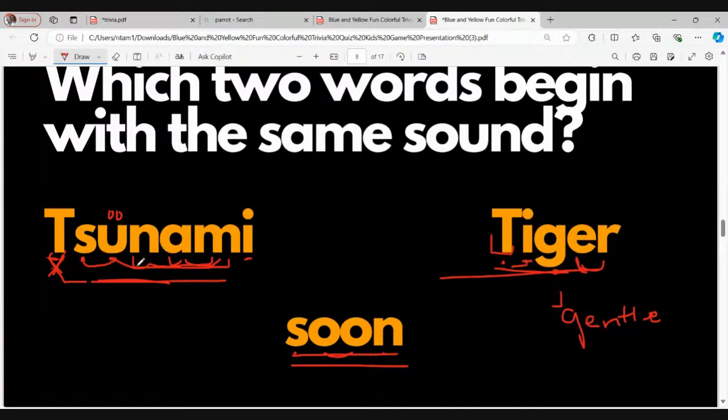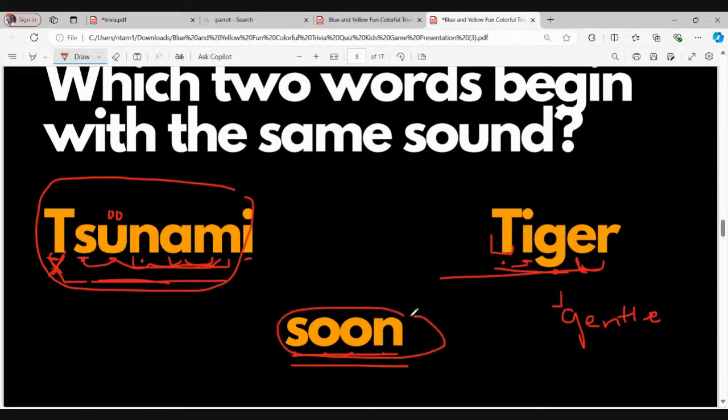So the two words that begin with the same sound would be tsunami, because we begin with the S, the T is silent, and the word soon. And we said two O's make the U sound, just like the U in tsunami makes the E sound. So that's something that we want to pay close attention to.